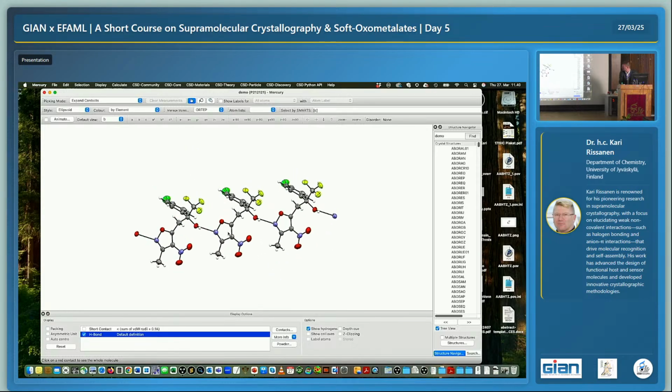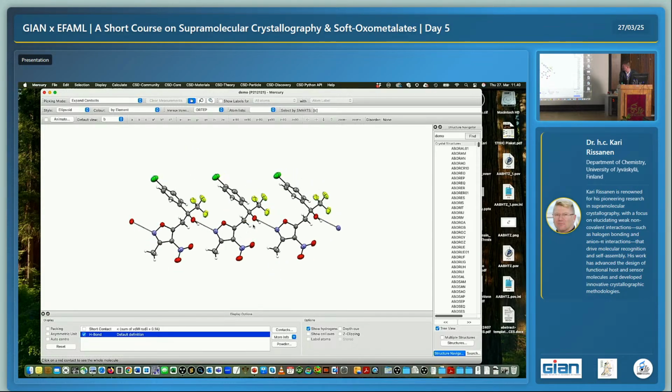Okay, you can see that there's a chain. The molecules are bound together by this kind of hydrogen bonding. So now we started seeing how the molecules are talking to each other. And this is, of course, what we have to know in many cases. We are looking, okay, where is the other molecule?